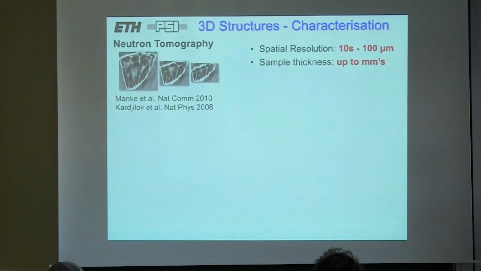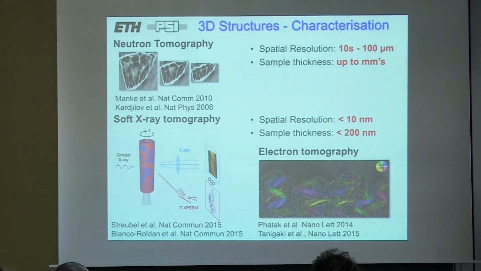We're actually interested in imaging three-dimensional configurations, and people have used tomographic imaging techniques to image 3D configurations before. This shows neutron tomography with spatial resolution from tens to 100 micrometers and sample thickness of up to millimeters. And this shows soft X-ray tomography and electron tomography that can image three-dimensional structures with spatial resolutions below 10 nanometers and sample thicknesses below 200 nanometers.